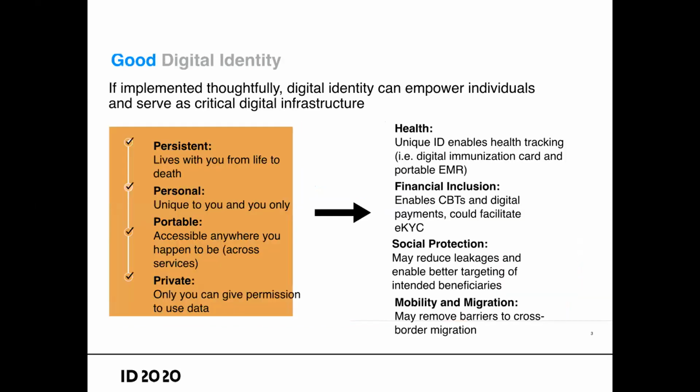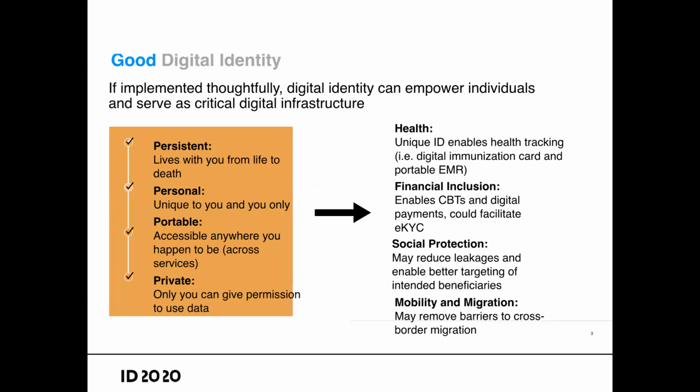But what do we mean by good ID? So core to our values are the 4 Ps, and that's persistent, personal, portable, and private. By persistent, we mean that an ID should live with you from when you're born until you die, and it should be able to scale across different services that you need credentials to get access to.